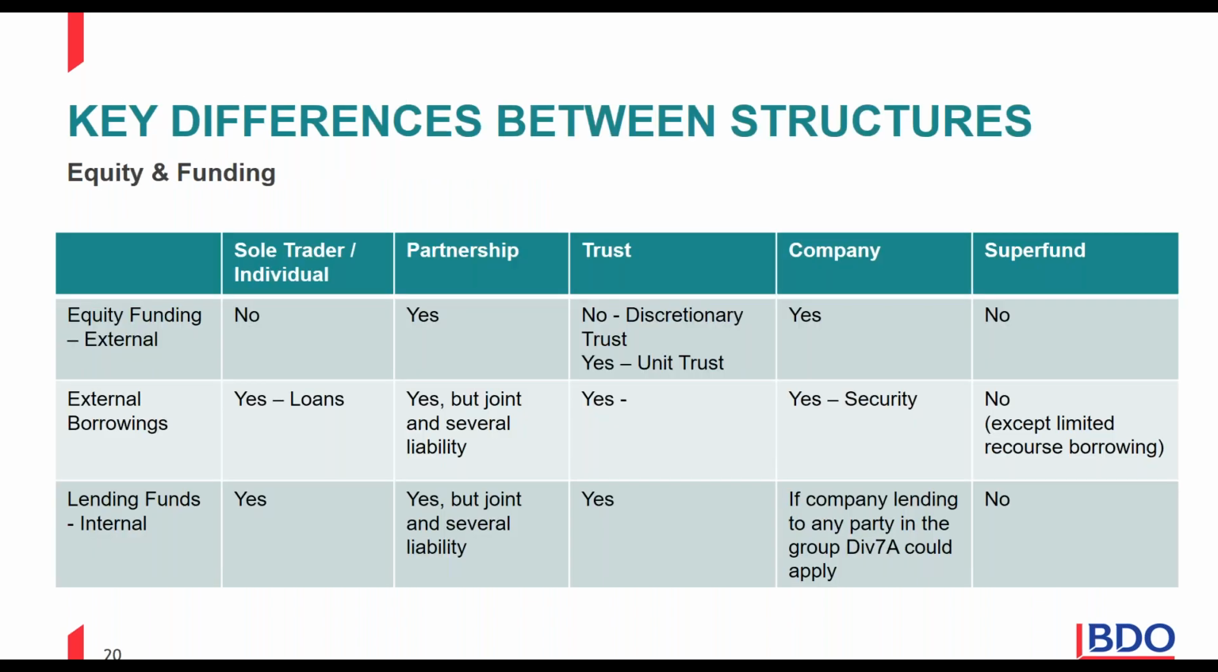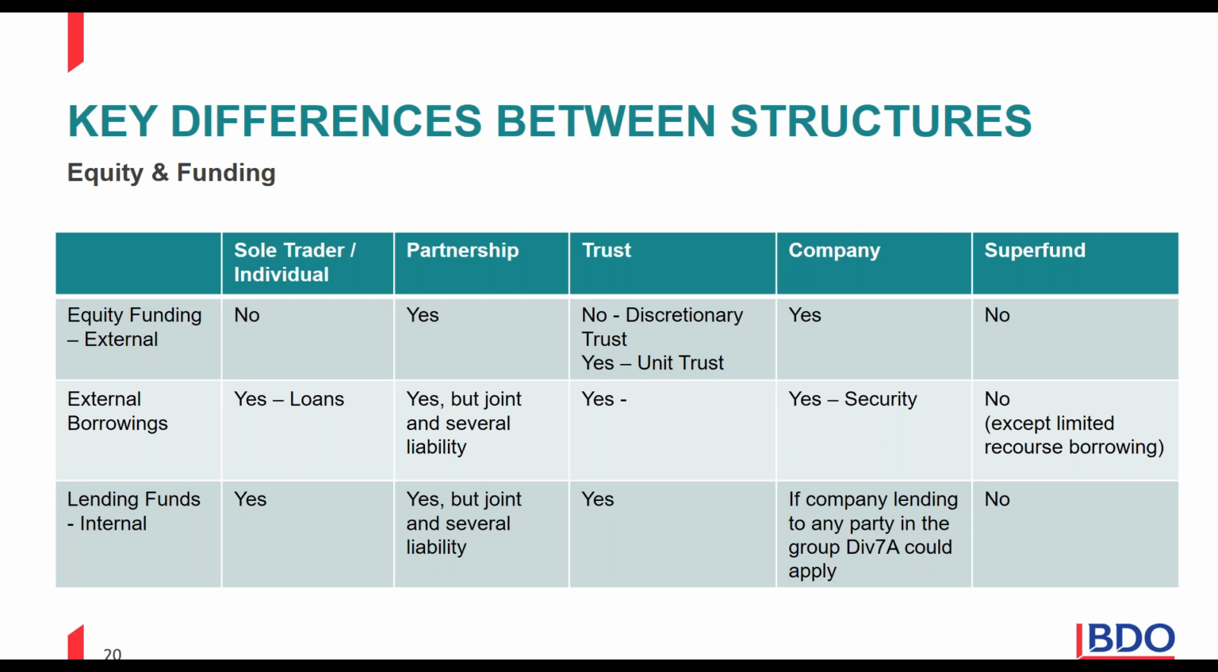So here's a slide that shows the different funding options. The main point in this one, in relation to equity funding, is that it's not available for the sole trader. For a partnership, you need to dissolve the partnership and create a new partnership if you're bringing in a new partner. With a trust, you can't bring people in from an equity perspective into a discretionary trust, but you can into a unit trust, and a company, yes. The company structure is the most flexible in relation to bringing in additional equity funding.